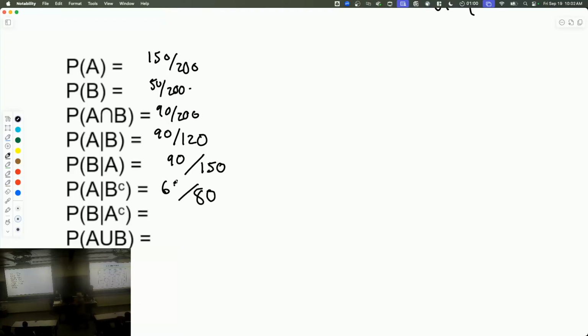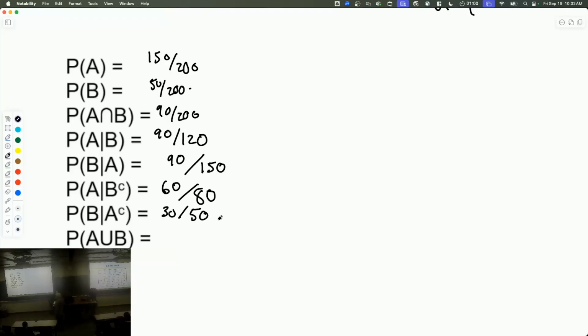60 out of 80. B given A complement. Oh, they don't have trait A. How many have trait B? 30 out of 50. You have to move your head. I have to move my head. That's the problem with that one. That makes that one hard. It's really hard to see the numbers if my head's there. Okay, 30 out of 50.